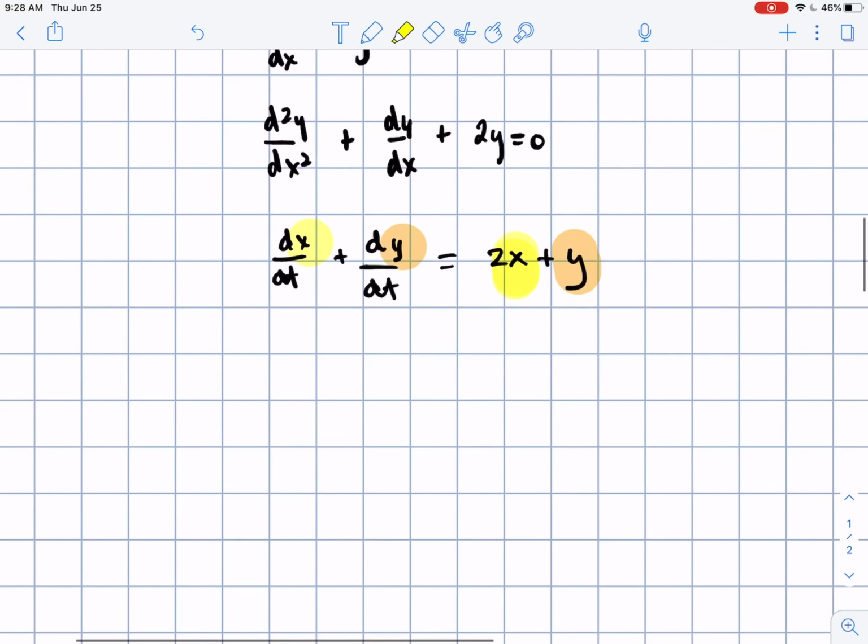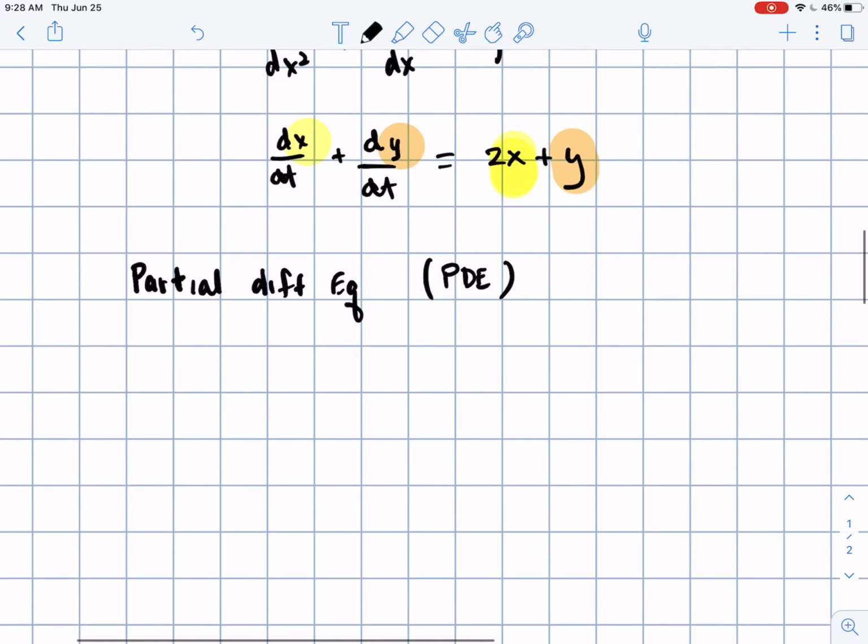And then the other one is your partial derivatives. So you'll have a partial differential equation, or PDE, not PEDs like Mark McGuire.